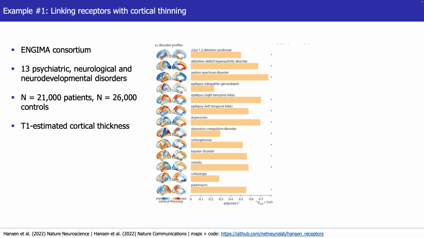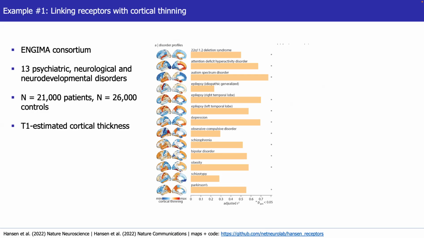Alzheimer's is not on there, so it hasn't been done yet. What we asked was the following. Could I take my 19 receptors and the PET maps for the distribution of different neurotransmitter receptors and use them to predict each of these maps? So the first thing that you see in the horizontal bar graphs is how well I can predict each of these maps of cortical thinning in different diseases.